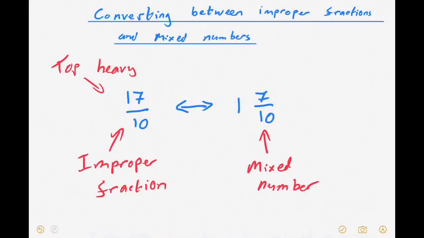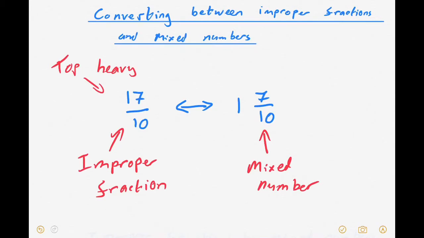So when we've got an improper fraction, that's the one on the left where it's 17 over 10, we can call that one top heavy as well because the number on top is bigger than the number on the bottom, and that's our improper fraction. We can also write that as a mixed number. So the mixed number on the right, the 1 and 7/10, is the same number. We've just written it as a whole number and a fraction.